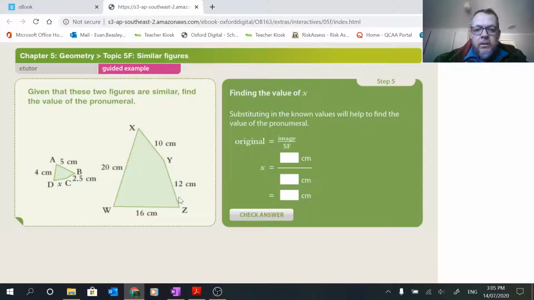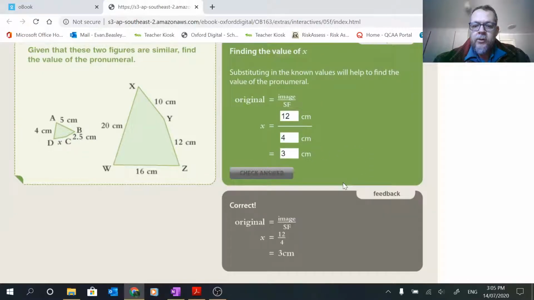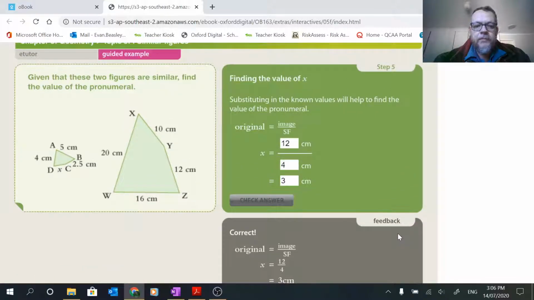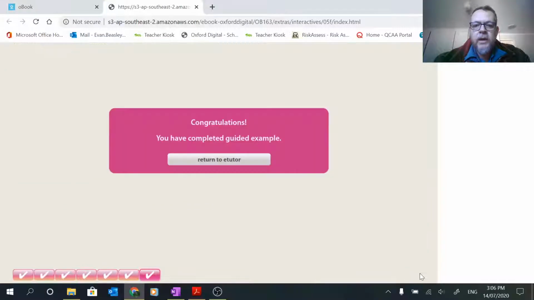So here's our image, and we're thinking of YZ, so it's 12 centimeters. Now we need to divide it by a scale factor of 4. Now 12 divided by 4 should equal 3. Woohoo, I can do something correctly. Okay, so that's how we can do that.